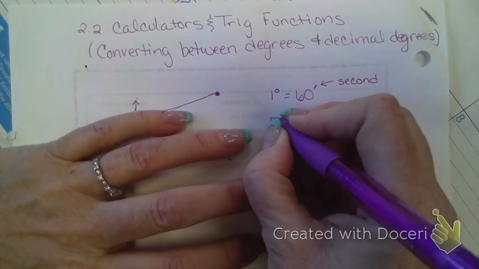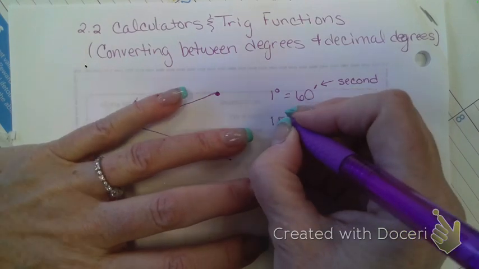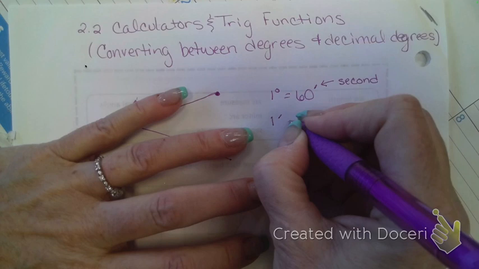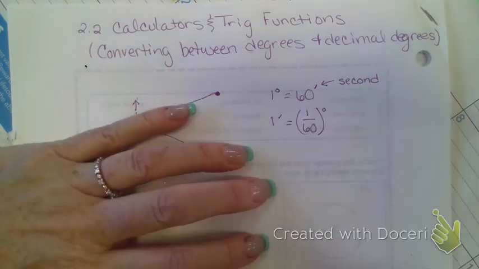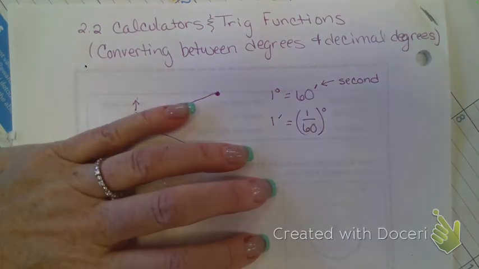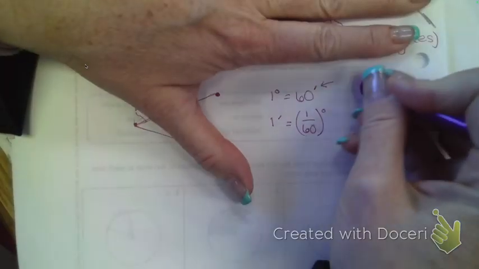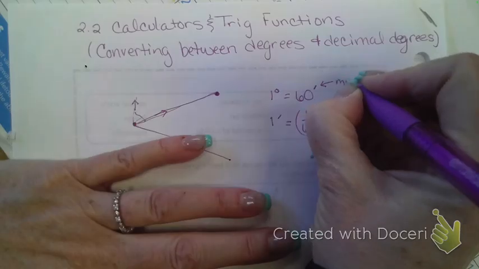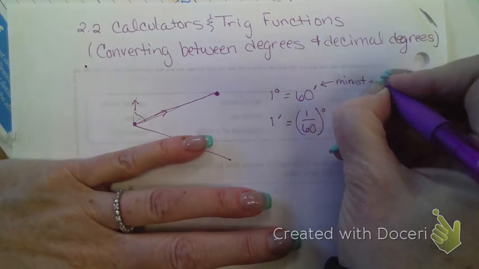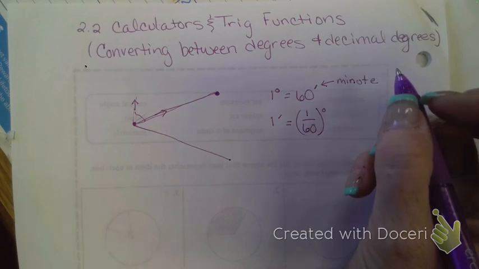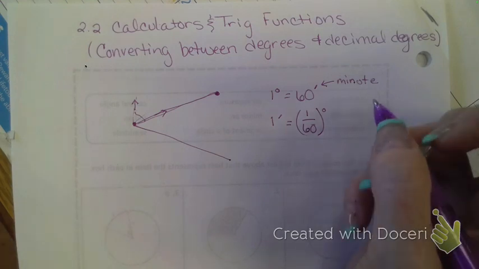1 minute equals 1/60th of a degree. Can I flip them around? Oh, this is minute, not second. Sorry, guys. I've got to go minutes, seconds, and I don't know why I went... Thank you. Should have yelled at me. Can I flip them around? Flip what around? 1 minute and 1/60. Oh, I don't care.